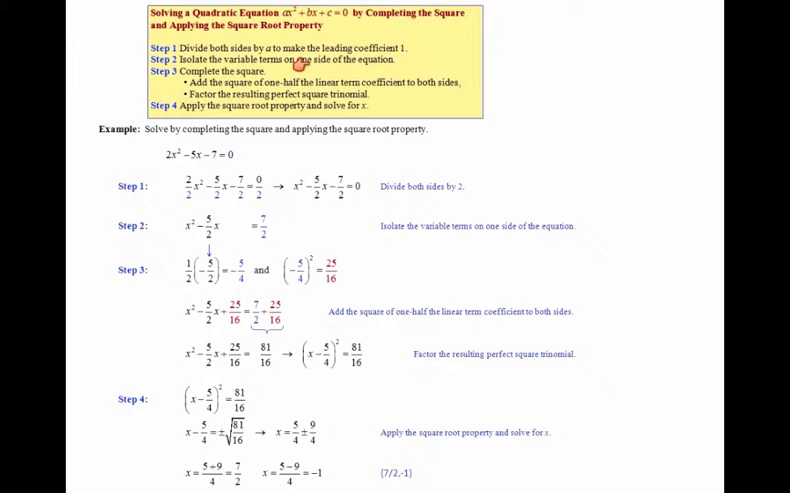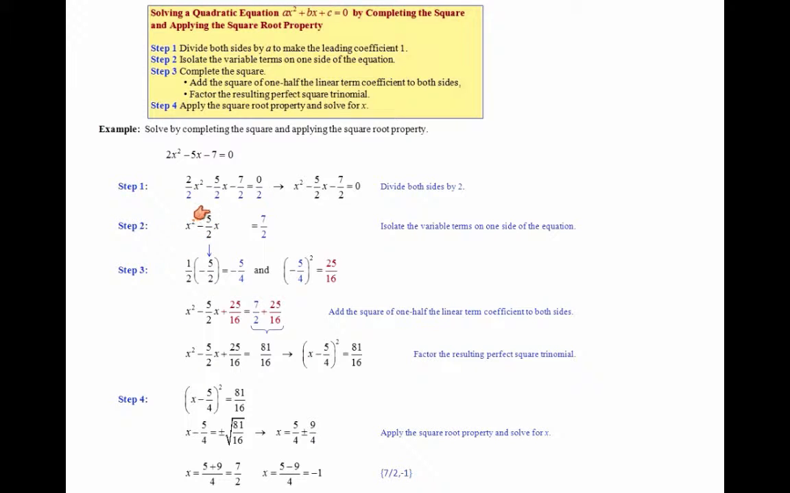The next step is to move this constant to the other side, because I don't really need this constant. So I'm going to add whatever that number is, although it's a fraction, to the other side. I'm going to add 7/2 to both sides of the equation. I move it to the other side. I still need to add something to the left-hand side to complete the square.